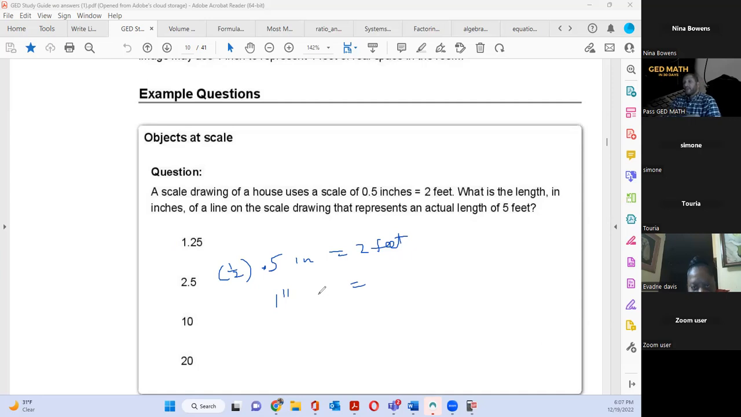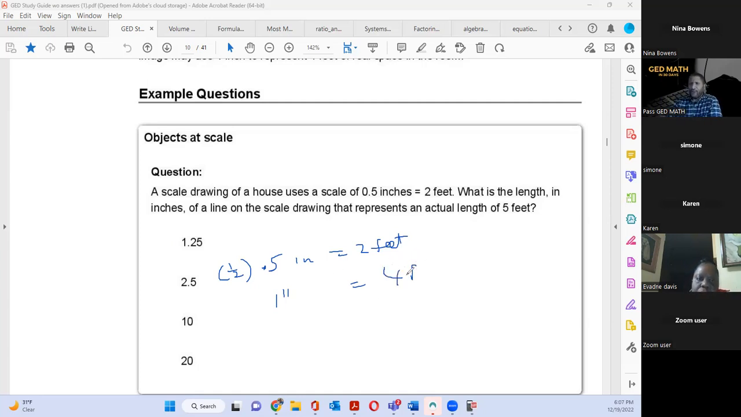Interesting. If 1/2 or 0.5 inches is 2 feet, how long is 1 inch? Say 4. Right, 4.